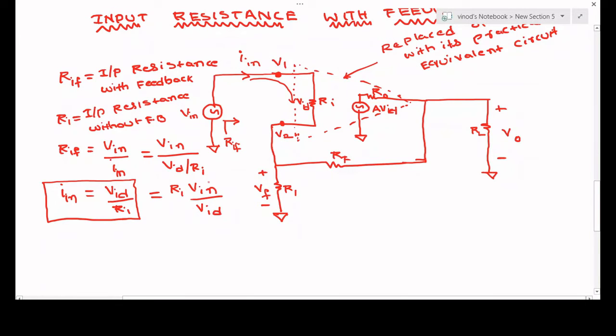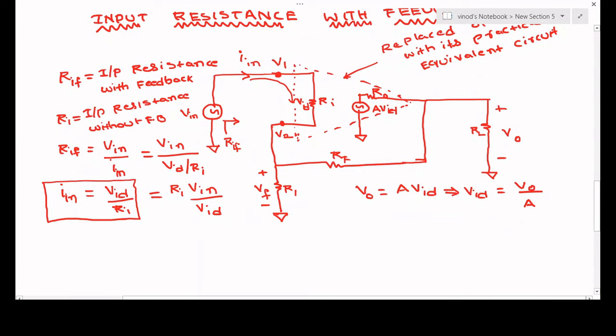So now we will relate VIN and VID. We know V naught is equal to A times VID. The output voltage is nothing but the open loop voltage gain times VID. So from this, VID is nothing but V naught by A.